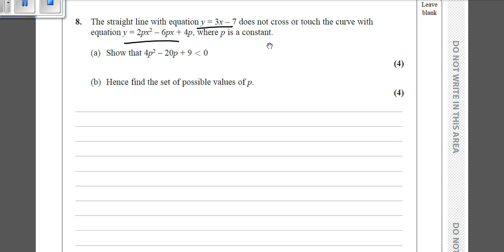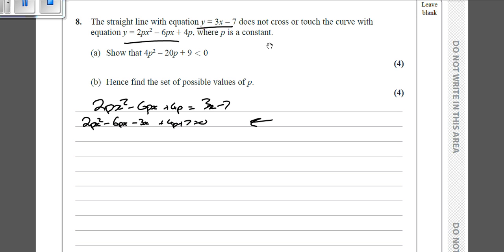So therefore, if we set them equal to each other, 2px squared minus 6px plus 4p equals 3x minus 7, there's going to be no solutions to that. As soon as you start using the term no solutions, that sort of evokes images of the discriminant. So if we get everything onto one side, minus 6px minus 3x plus 4p and then plus 7 equals 0, then we're saying that this has got no real solutions.